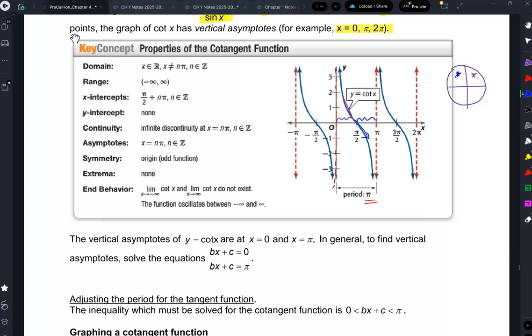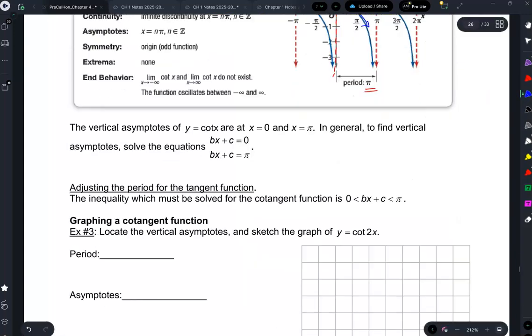Now, don't ever say it's the reflection of the tangent, because no, one goes from 0 to pi, one goes from negative pi over 2 to pi over 2. So that's blasphemous to say one is the reflection of the other. Just because they look that way, don't be disrespecting the functions like that, okay? So let's do it.